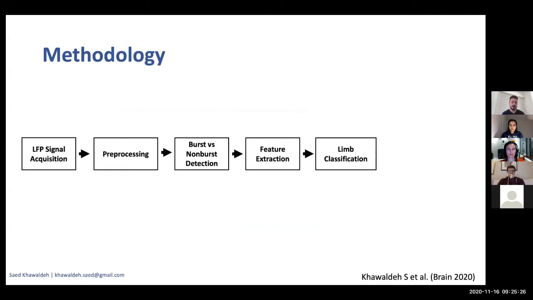Apart from that, the main objective of this study, as I mentioned, is to do upper versus lower limb classification. Can we really predict movement from the LFP signal, or can't we? That's the first objective which we wanted to achieve.